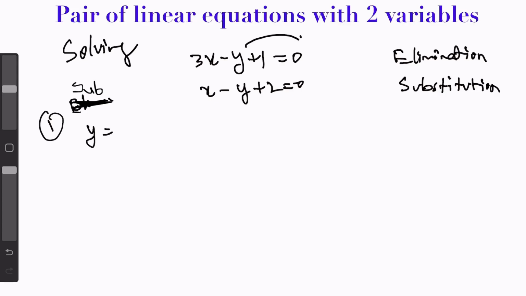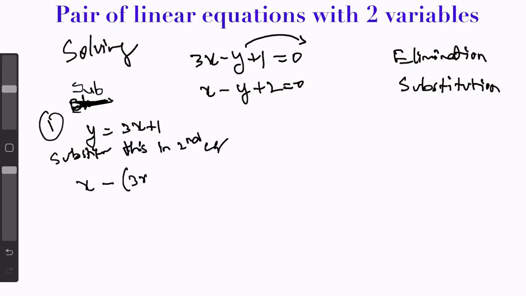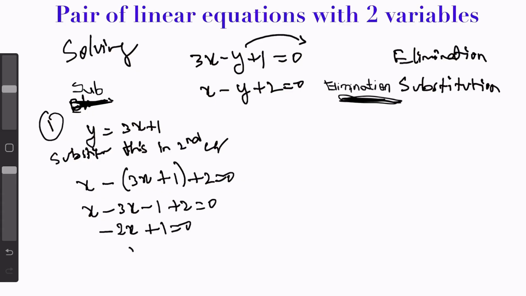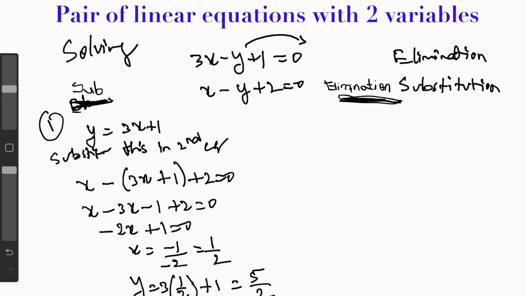For example, here we'll take y equals 3x plus 1 by sending y to the RHS. We'll substitute this y in the second equation. We'll get x minus (3x plus 1) plus 2 equals 0. So it will be minus 2x plus 1 equals 0, and x will be minus 1 by minus 2, that equals half. And y will be 3 into 1 by 2 plus 1 from the first equation, so y equals 5 by 2.